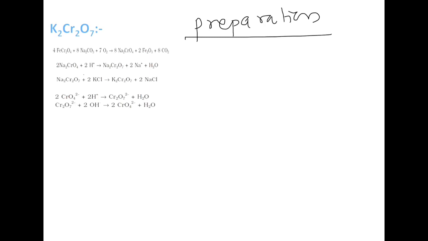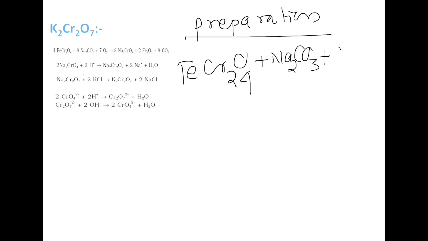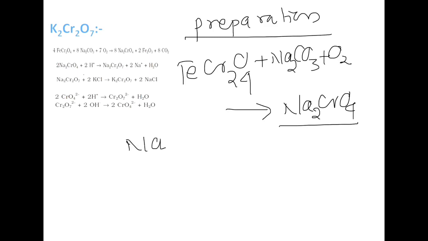The formula is FeCr2O4. On reaction with sodium carbonate in the presence of air, it is first converted to sodium chromate, Na2CrO4. Sodium chromate forms.